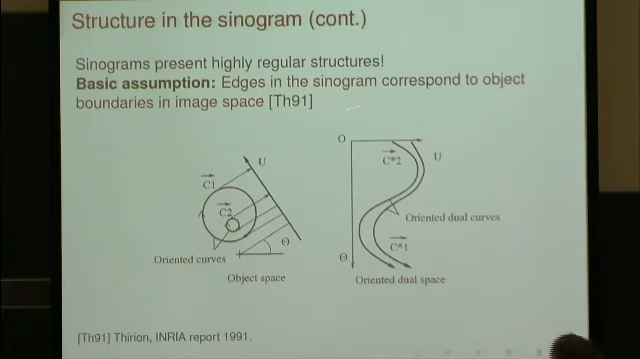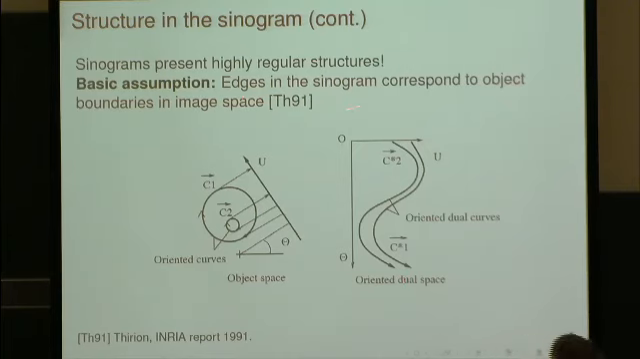Okay, let me give you another example from Thirion's paper on the next slide, where you see that if you follow, for example, this line here in the sinogram, you will have a corresponding line if you apply the inverse Radon transform. Your corresponding line in the image will be along the boundary of this object here. Okay, so this is to give you an idea why we are searching for structure in the sinogram.